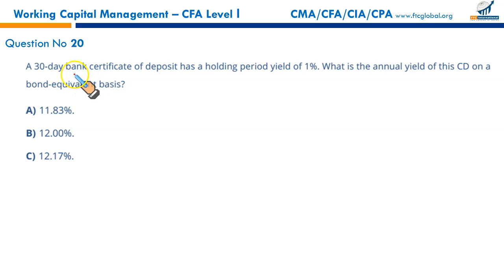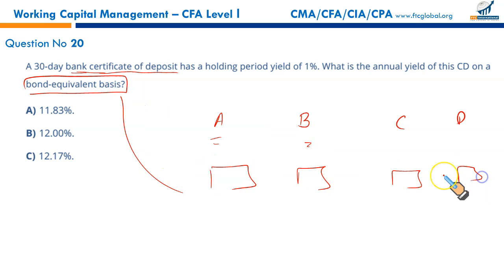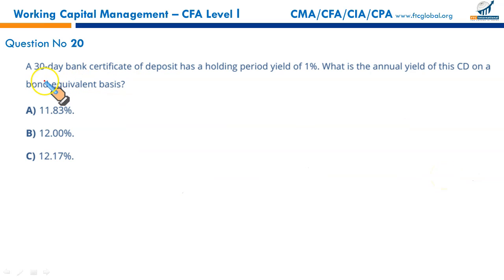A 30-day bank certificate of deposit, commercial paper, and so on. The bond equivalent basis is a good way in which we can compare various types of short-term investments, A, B, C, D. They all have different maturities and different rates, so we can use this basis to convert their returns to a comparable basis, and then we can decide which one is better. So we have a 30-day bank certificate of deposit. It has a holding period yield of 1%. What is the annual yield of the CD on a bond equivalent basis?